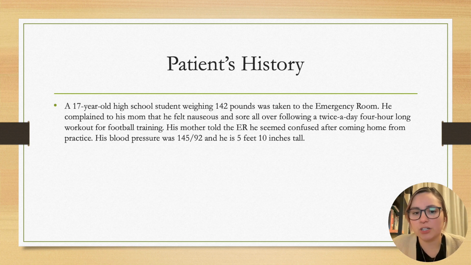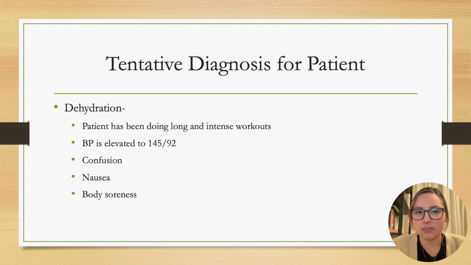So we see this patient who's been working out consistently, working out in extreme amounts, who is nauseous, who is sore, he has high blood pressure, and he's confused. So we can take these initial symptoms that the patient is presenting and assume that there's some dehydration involved. So our tentative diagnosis for the patient is dehydration. We can assume this because of the symptoms that he's presenting.